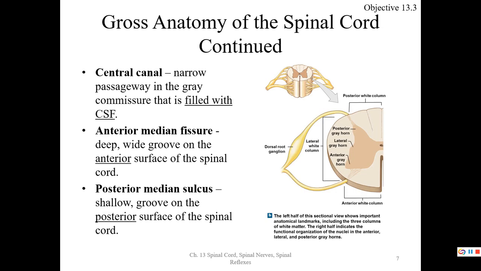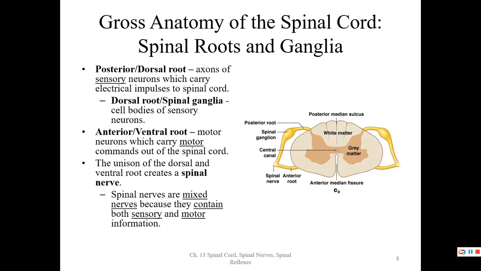The central canal is at the center of the spinal cord. It's going to be found right there in the gray commissure, right in the middle, where there's a gray commissure in the front and a gray commissure in the back. It's filled with CSF. There's an anterior median fissure, a deeper, wide groove on the anterior surface of the spinal cord. The posterior median sulcus is a more shallow groove on the posterior surface of the spinal cord.